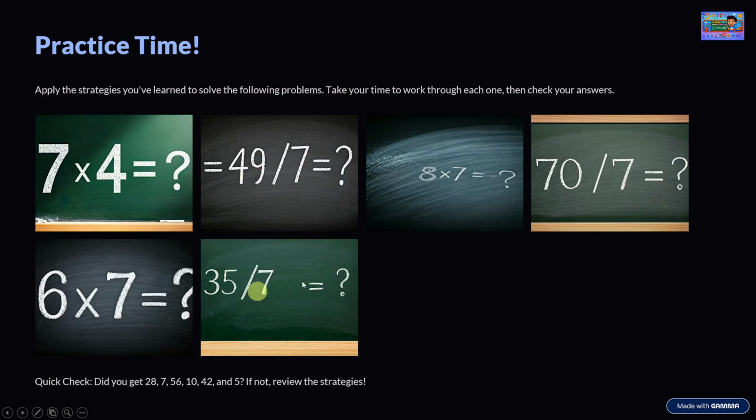Alright, here are some interactive questions for you to solve right now. Pause the video if you want to solve. When you solve the questions, the answers for each one are 28, 7, 56, 10, 2, and 5. For multiplication, you can just add the numbers repeatedly, and for division, you can just subtract and count the number of times you subtract.